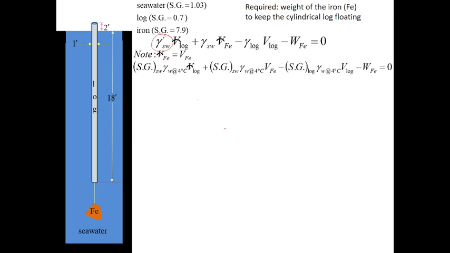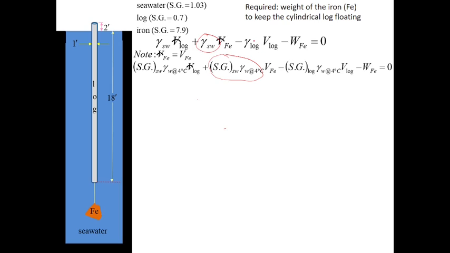So specific weight ng seawater ay equal dito. Specific gravity of seawater multiplied by the specific weight of fresh water at 4 degrees Celsius. Okay? Multiplied by the volume of the log. The volume displaced with regard to log. Okay? So, and then, ganito pa rin. Okay? Specific gravity seawater, specific weight fresh water at 4 degrees Celsius.